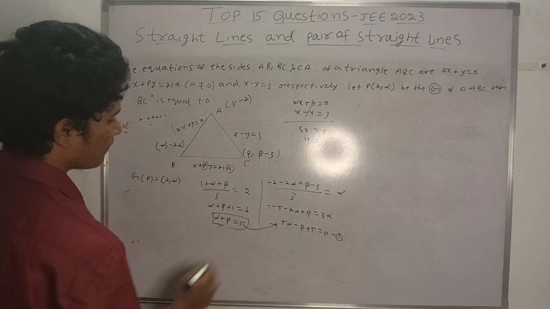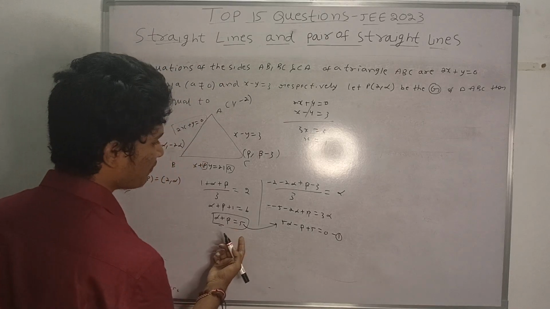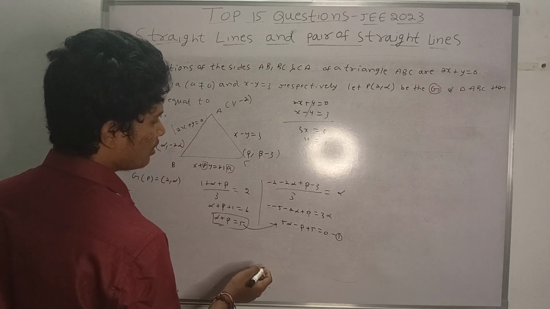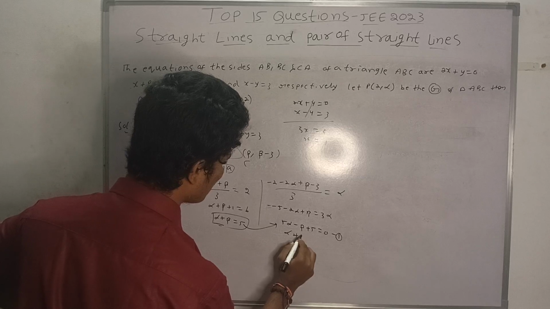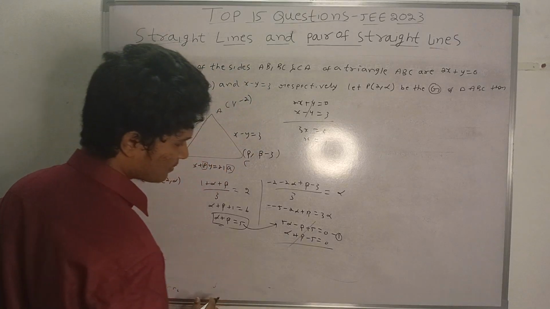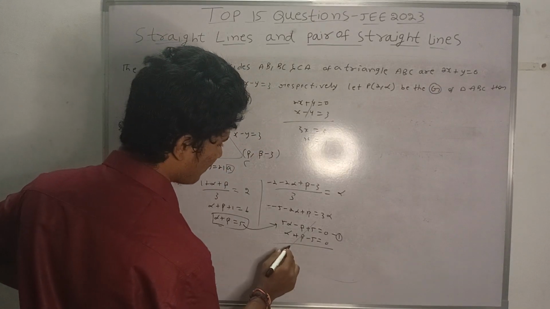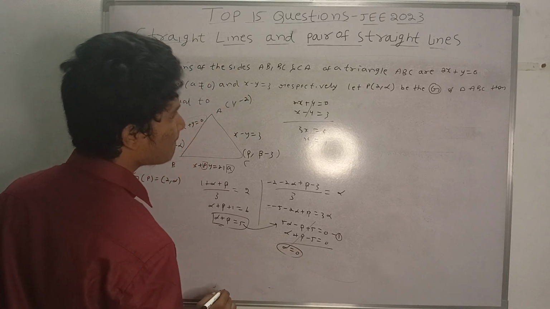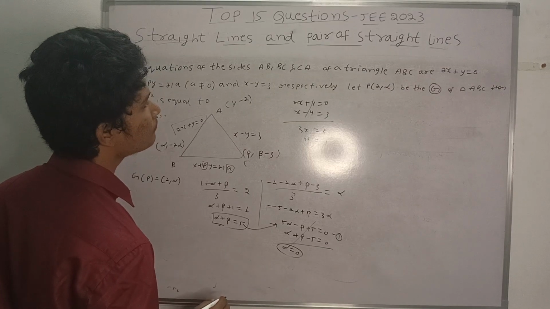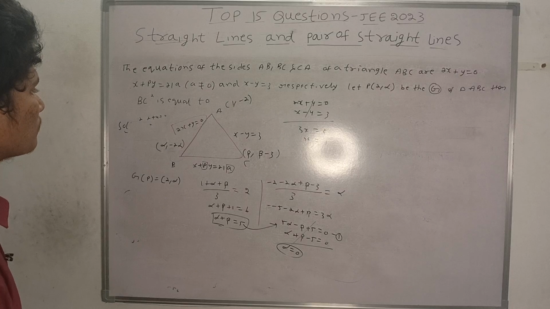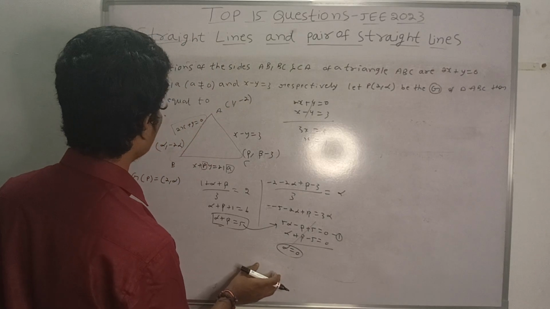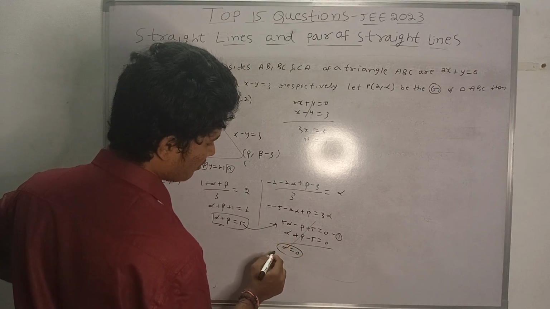Simply solve these equations. What you will get? Alpha plus beta equal to 5, and 5 alpha minus beta plus 5 equal to 0. When you solve these things, you will get alpha equal to 0 here, and you will get beta as 5.